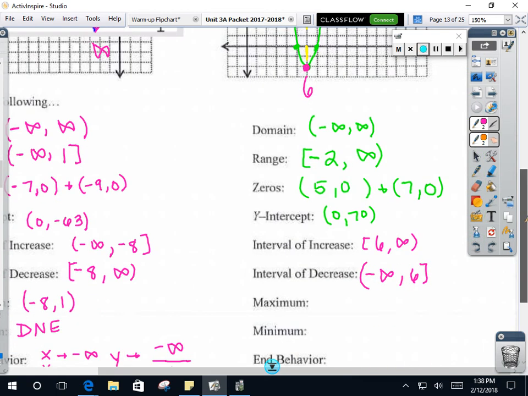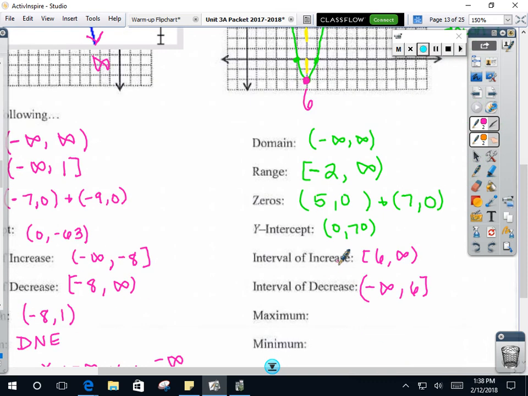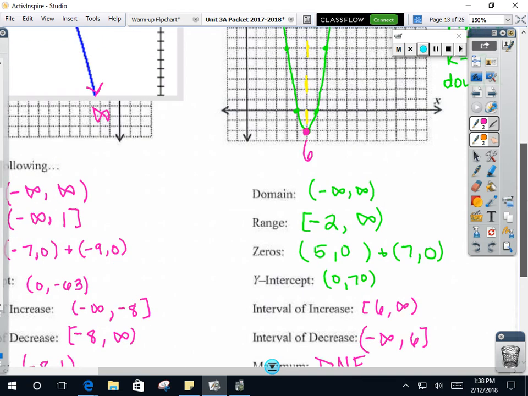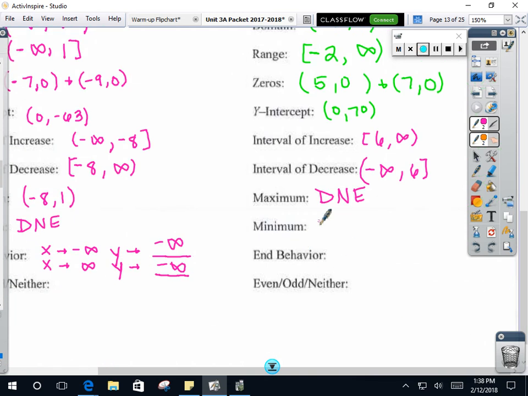Okay, then for this one, does this parabola have a maximum point? No, because it continues going higher and higher. So the maximum does not exist. Does it have a minimum point? And where is it located? 6, negative 2 is its vertex, and that's also its minimum point.